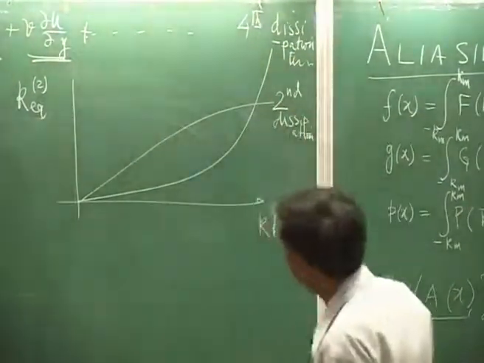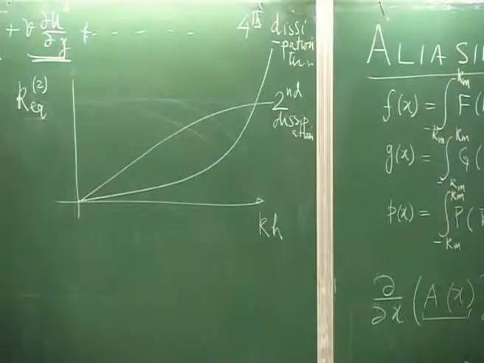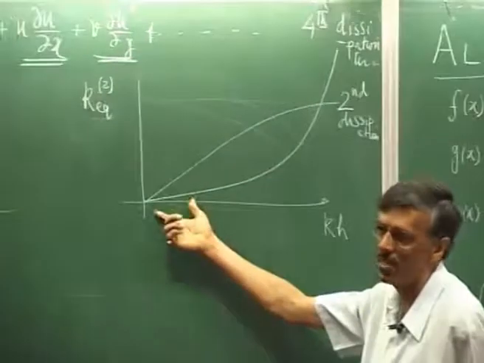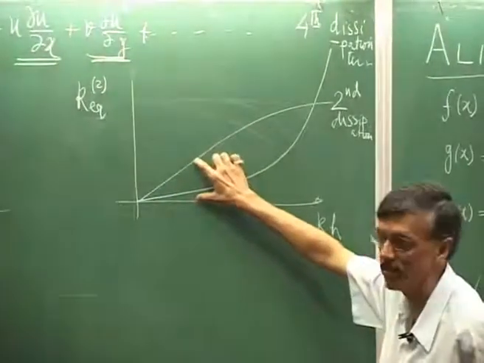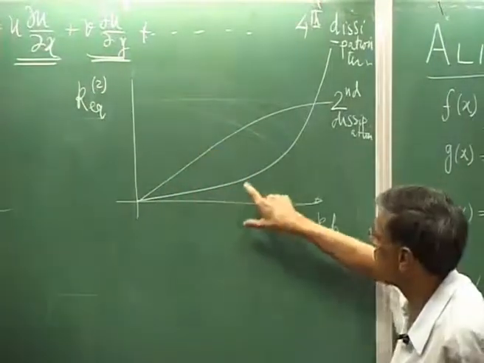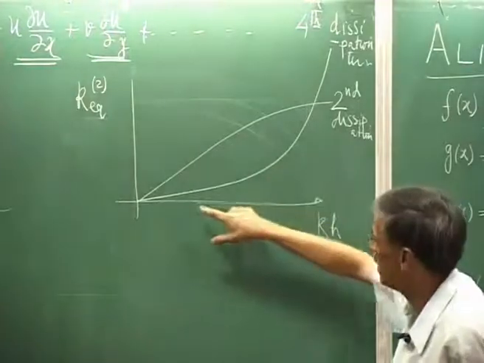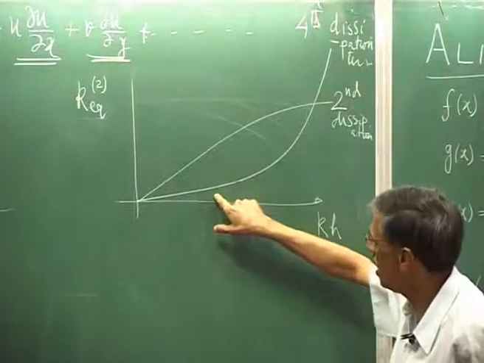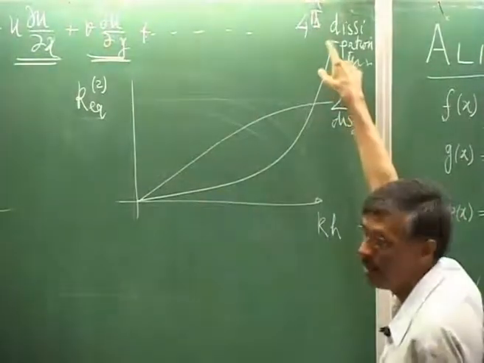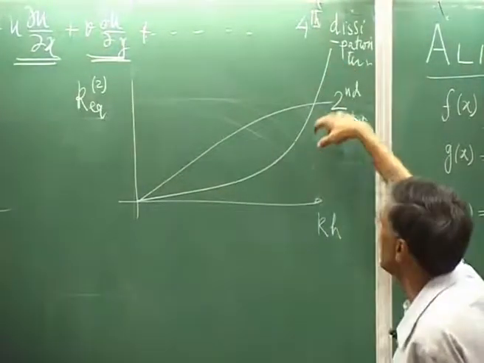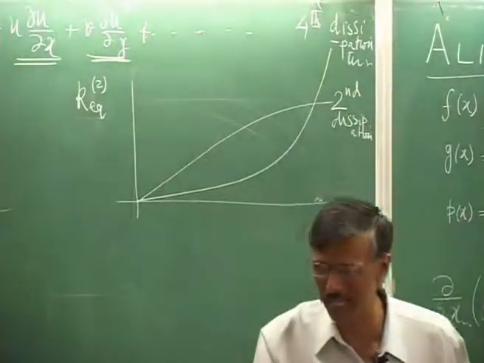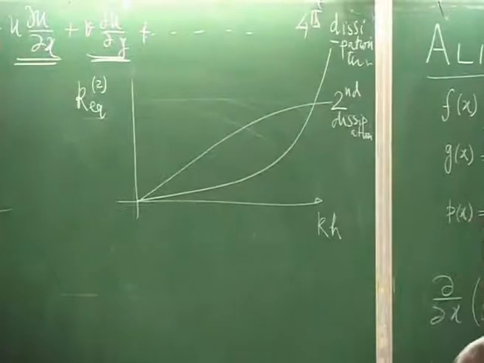So what is the essential difference between second and fourth dissipation term? In the second dissipation term, you see even low k's are getting affected by dissipation. Whereas if you take a higher order dissipation, they remain much smaller at low k, but at larger kh, they actually overshoot the second dissipation. So if I have to add a dissipation, which one would I prefer?